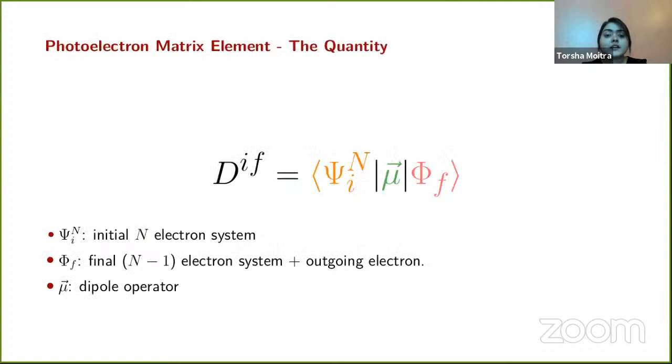The key theoretical quantity required to get photoelectron observables is known as the photoelectron transition matrix element, D_IF. It is basically the overlap of the initial N electron system with the final composite system, comprising the N minus one bound state of the system and the outgoing electron, coupled by the dipole operator. Two slides before, I had shown the essential components for describing the process, and here this simple expression has them all. Psi_I^N and the N minus one electron bound state are the description of the bound state. The description of the outgoing electron is a part of phi_F, and the incident photon is described by the electric dipole operator mu.